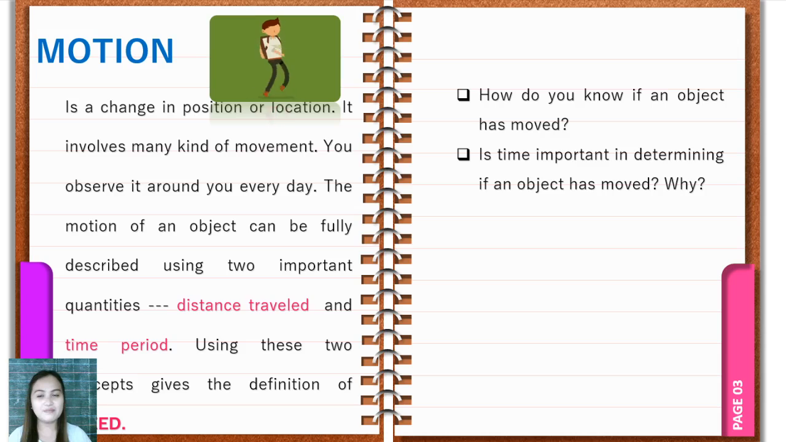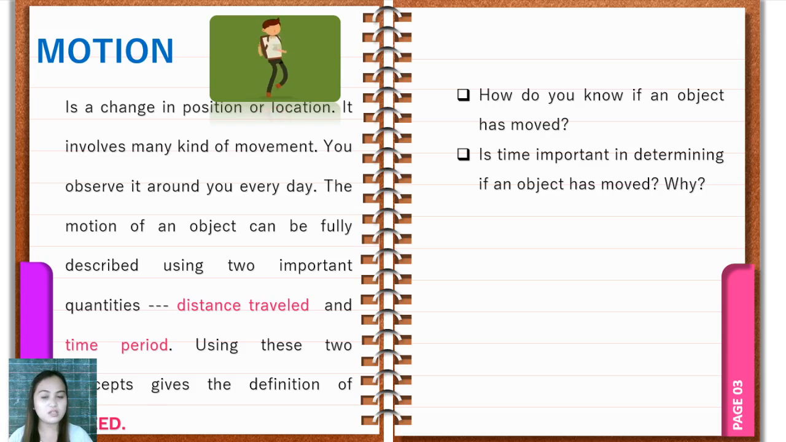Okay, let's have the definition of motion. Motion is a change in position or location. It involves many kinds of movement. You observe it around you every day. The motion of an object can be fully described using two important quantities: the distance traveled and the time period.